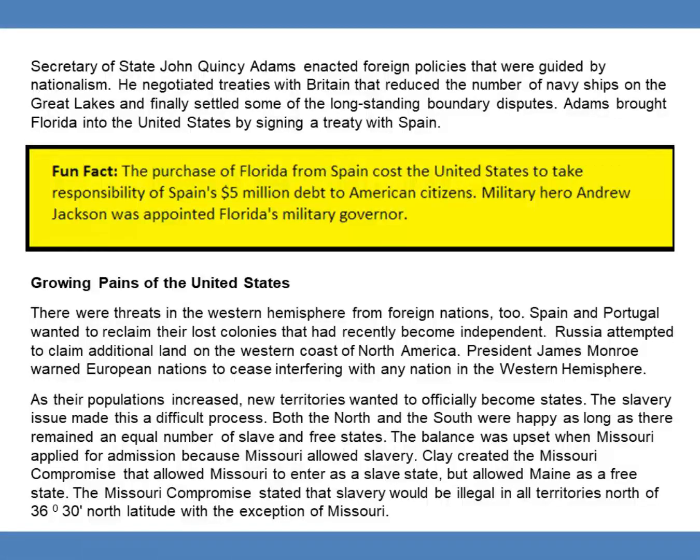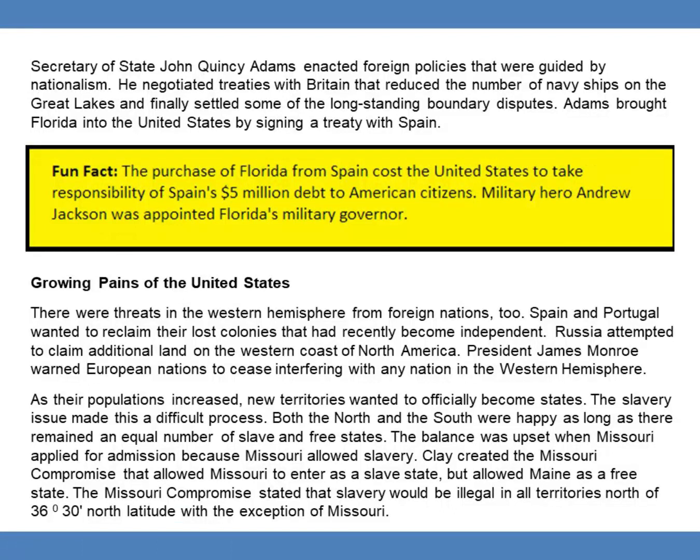Growing pains of the United States. There were threats in the Western Hemisphere from foreign nations too. Spain and Portugal wanted to reclaim their lost colonies that had recently become independent. Russia attempted to claim additional land on the western coast of North America. President James Monroe warned European nations to cease interfering with any nation in the Western Hemisphere.